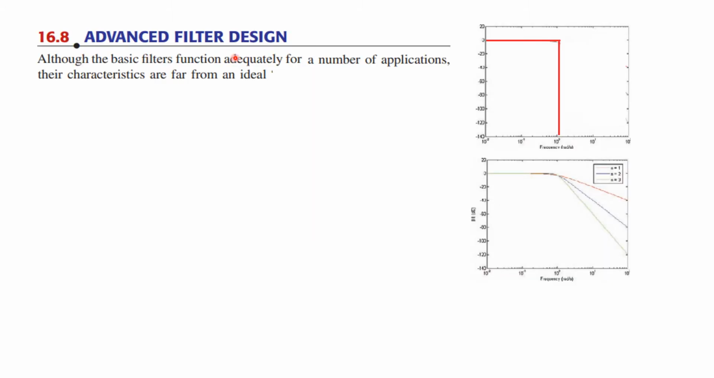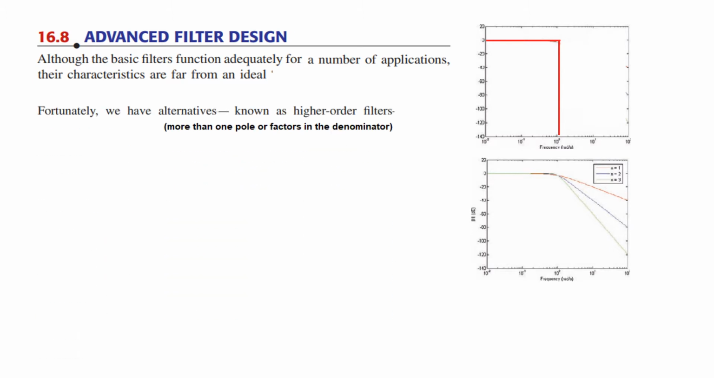Although the basic filters function adequately for a number of applications, their characteristics are far from the ideal. Now, the basic filter is a simple RC filter, and the desired characteristic for a low pass filter is like this: for a certain frequency the complete signal should pass, and after that the complete signal should be attenuated. But practically it does not happen. The practical design would be something like this, that it is passing and then it is gradually attenuating.